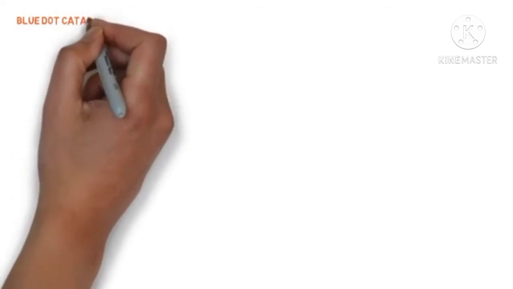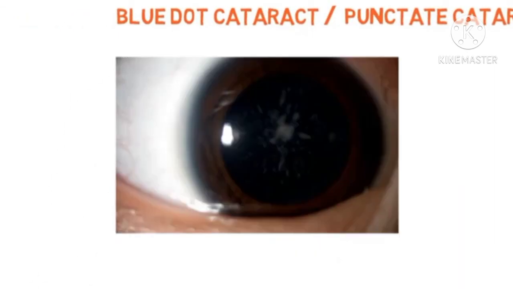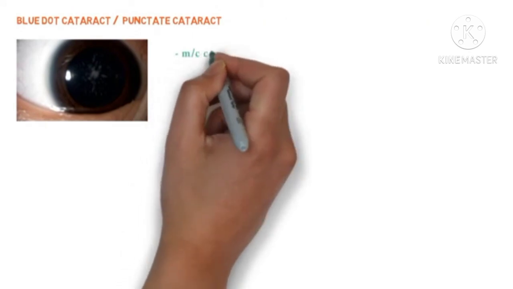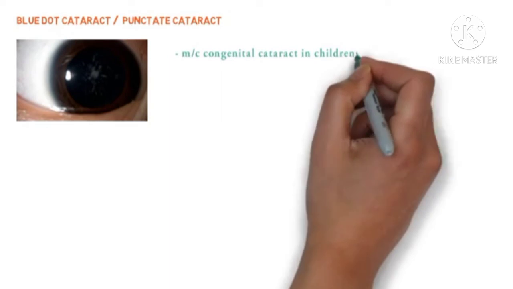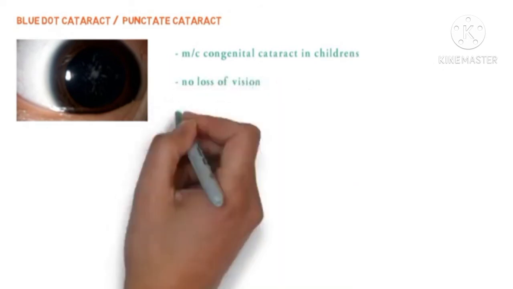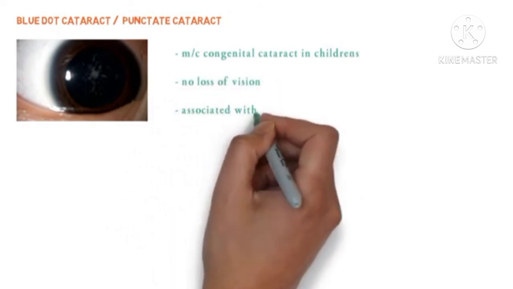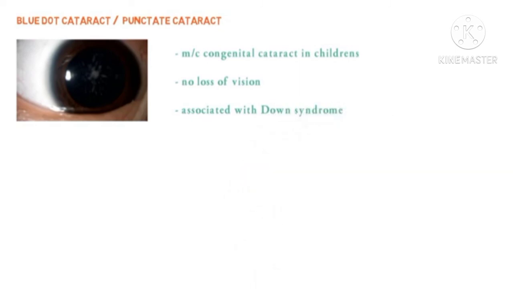Next one, that is blue dot cataract. It is also called punctate cataract, and it is the most common congenital cataract in children. Look over here, characteristic punctate opacities are formed, rounded bluish dots situated in the peripheral parts of the adolescent nucleus. So the opacities are usually stationary and do not affect the vision. So there is no loss of vision, and it is generally associated with Down syndrome.